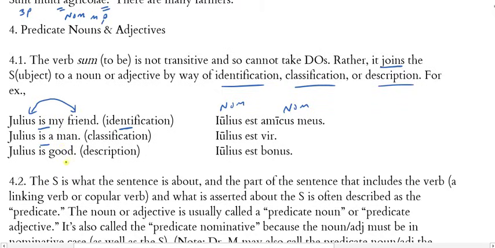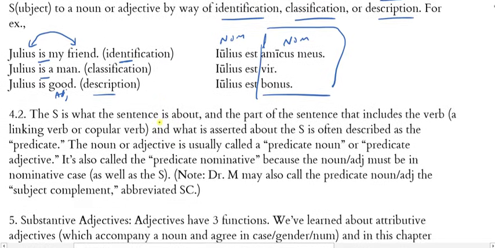Now, the last example, Julius is good. Here I'm using an adjective and not a noun, as I did in the first two, and the adjective is providing a description. So I'm giving a characterization or a description of Julius. So Julius est bonus. Julius est bonus, right? And again, all of these are nominative case. And the subjects are all nominative as well.